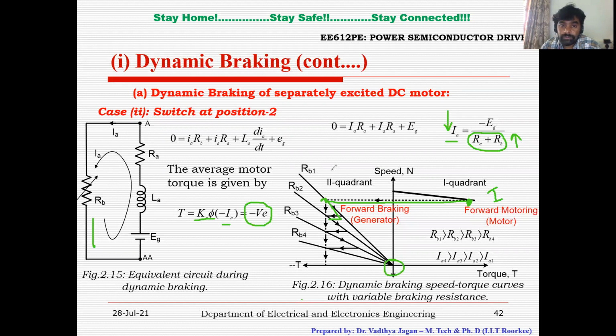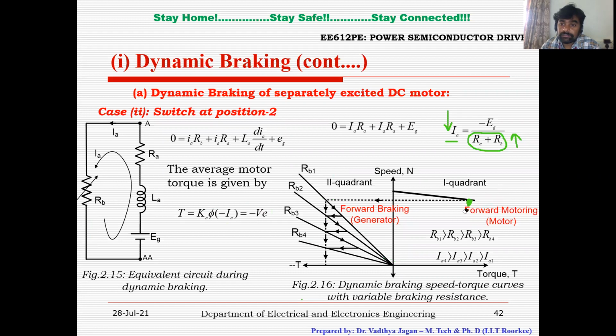Now we are moving from position number one to position number two, and whatever energy is there in the armature of the DC motor is being wasted as heat in the external resistance. At a particular time, the speed will go to zero, and even the torque will become zero. Right, so this is about dynamic braking of a separately excited DC motor.